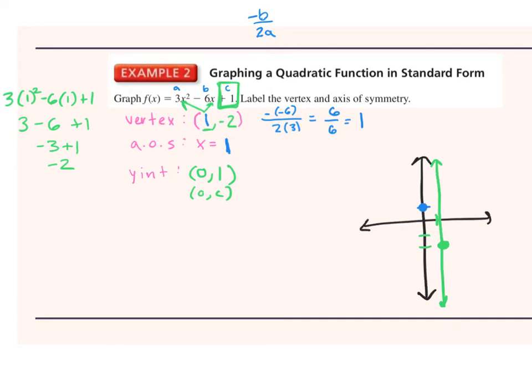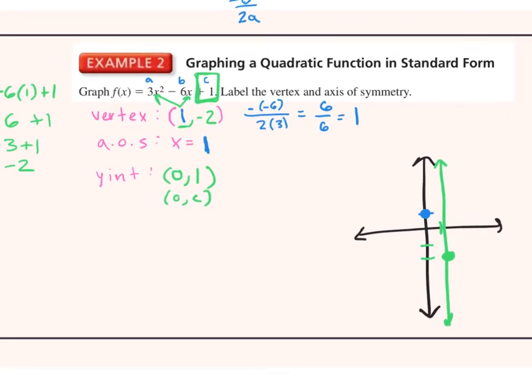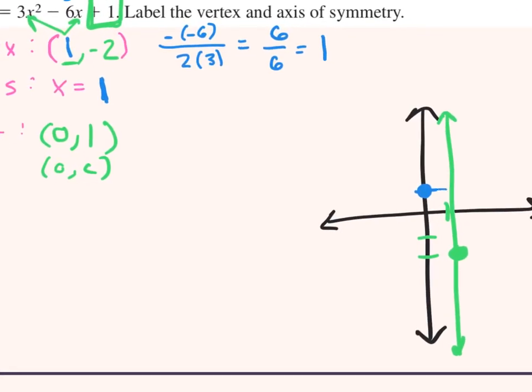Now our axis of symmetry tells us that whatever we have on the left side of our graph, we're going to have the same exact thing on the right side. So if this point here at 0, 1 is 1 space away from our axis on the left side, we need another point that is the same height, 1 space away on the right side of our graph. So what do you think another point on our parabola is going to be?